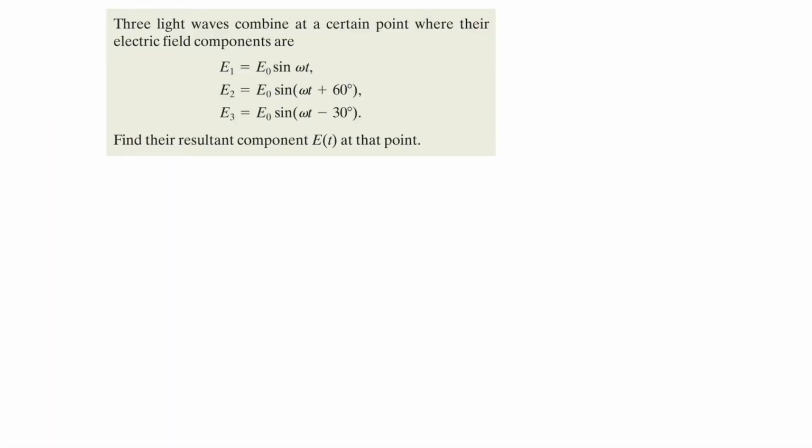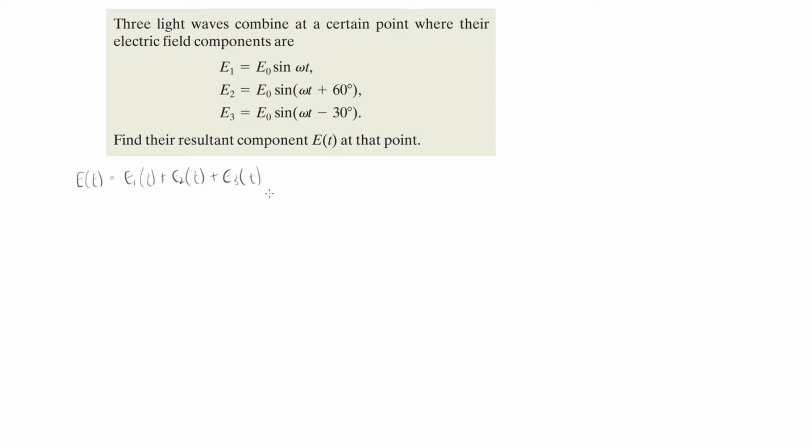Okay, so we have an example problem here. We have three light waves that combine at a certain point where their electric field components are given by this. We want to find the resultant component, E_T, at that point. So the resultant wave, E_T, at that point is going to be given to us by this equation: E1 as a function of t plus E2 as a function of t plus E3 as a function of t. So we know at a certain point where they combine, the resultant wave is going to be the superposition of the three waves that are combining.